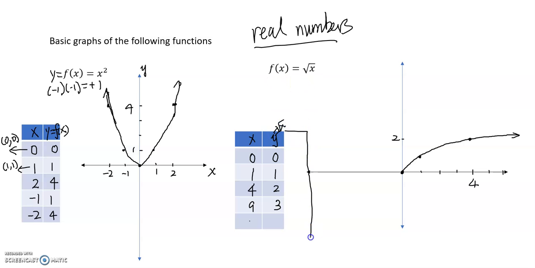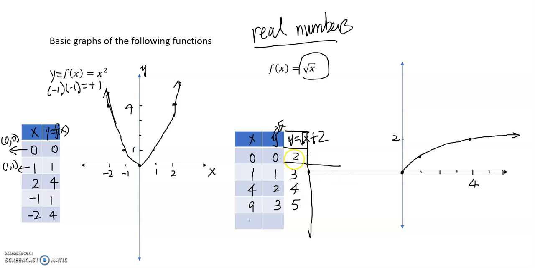If I can add another column here for the function y equals square root of x plus 2, every value I got for this function y, I just need to add 2 to it. So I'm going to get 2 plus 0 is 2. 2 plus 1 is 3. 2 plus 2 is 4. 2 plus 3 is 5.